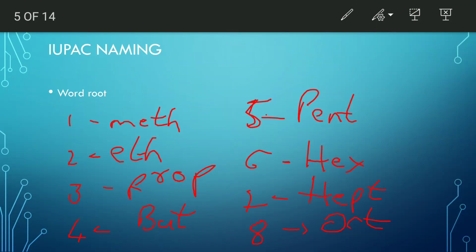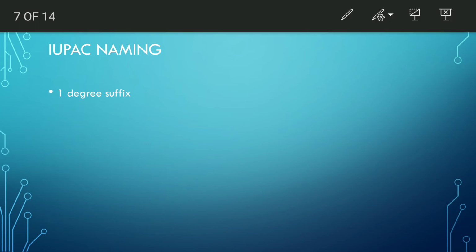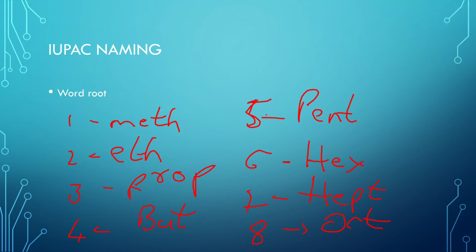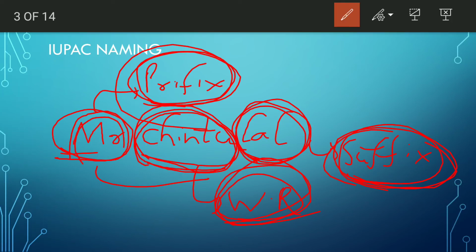now let's move to the 1 degree suffix. So in this case we had prefix and suffix, right? In IUPAC, in prefix we have 2 types, that is 1 degree and other one would be 2 degree. In suffix also we will have 1 degree suffix and 2 degree suffix.